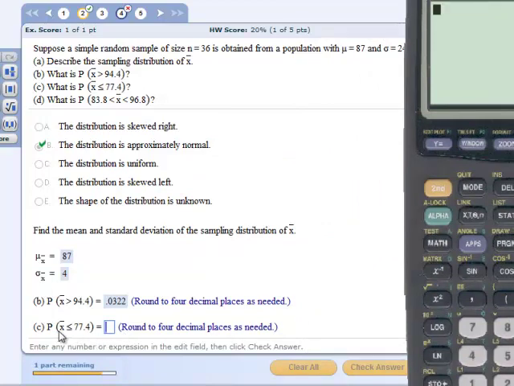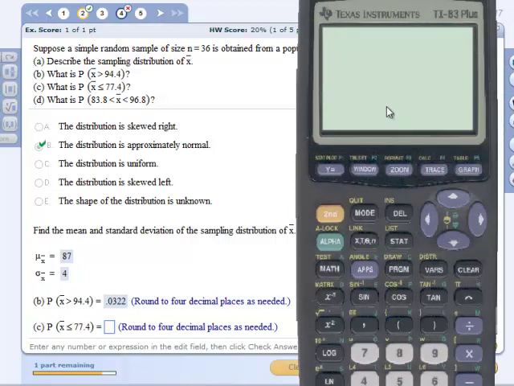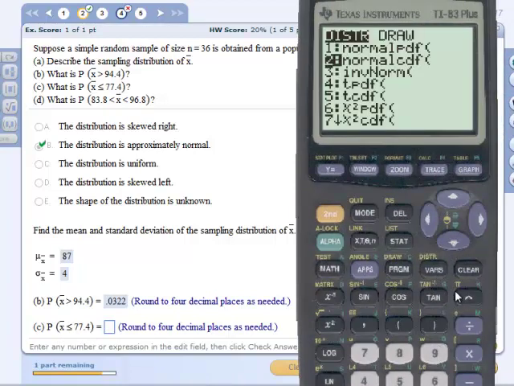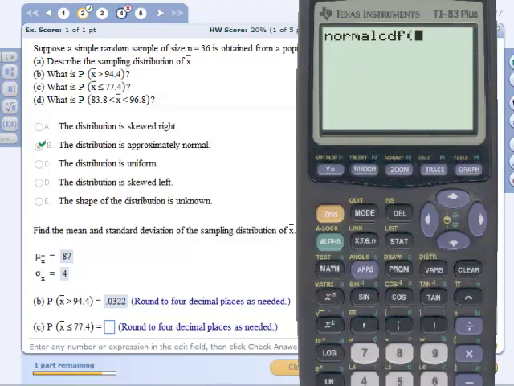Okay. What's the probability x bar is less than or equal to 77.4? So distribution, normal CDF, left bound this time we're going to negative infinity, right? So negative 1e99. And again, you need to be drawing these out. Comma 77.4, comma 87, comma 4. And again, it's going to take doing maybe 10 of these, and they'll become really easy for you. 0.0082.